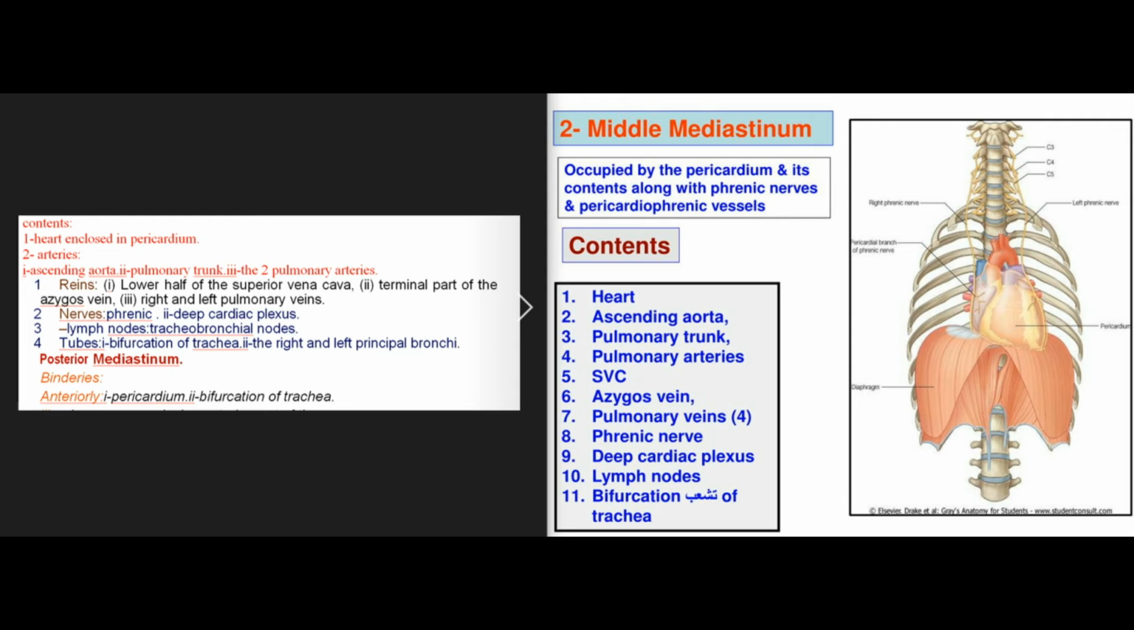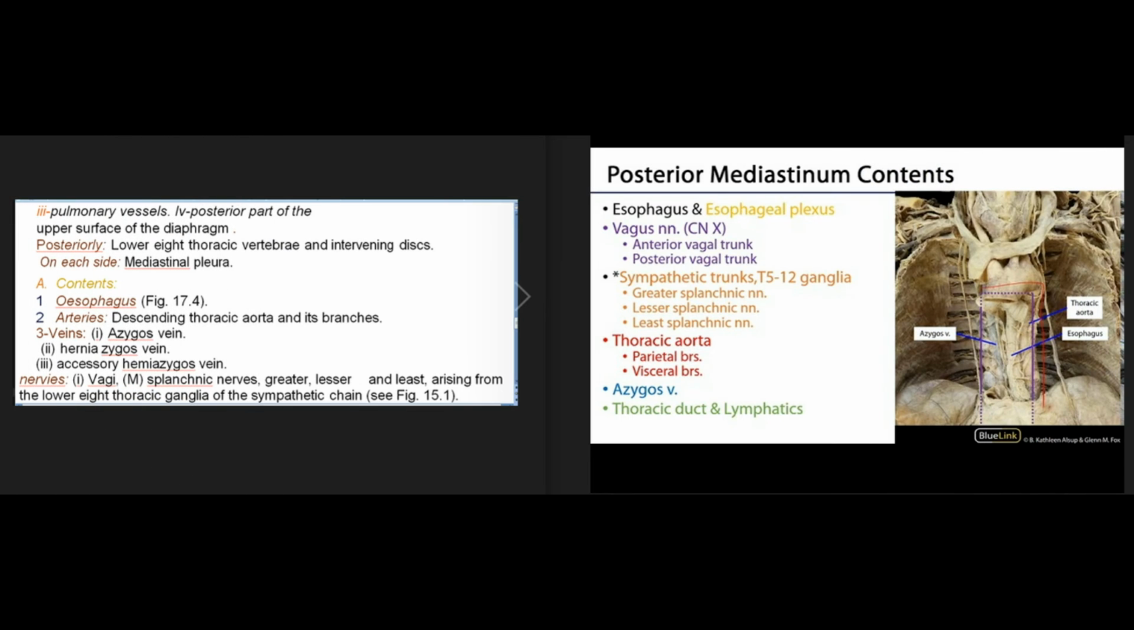Posterior mediastinum. Boundaries: anteriorly, 1. pericardium; 2. bifurcation of trachea; 3. pulmonary vessels; 4. posterior part of the upper surface of the diaphragm. Posteriorly, lower 8 thoracic vertebrae and intervening discs. On each side, mediastinal pleura. Contents: 1. esophagus, Fig 17.4. 2. Arteries: descending thoracic aorta and its branches. 3. Veins: 1. azygos vein; 2. hemiazygos vein; 3. accessory hemiazygos vein.